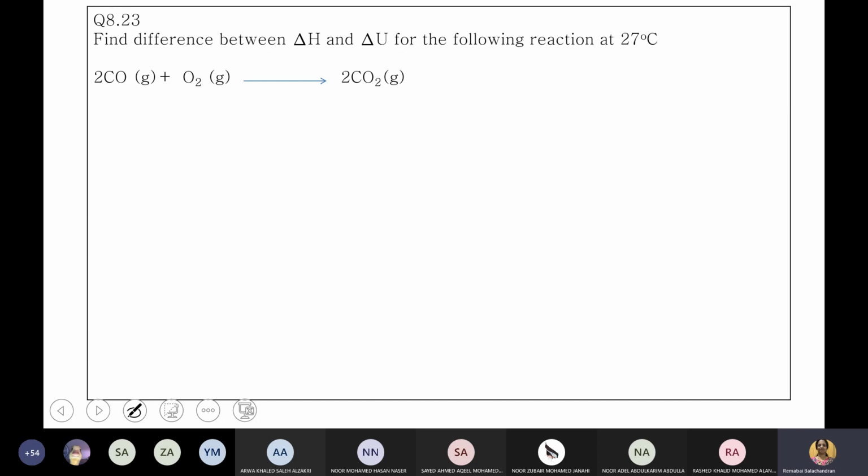Tell me, what's the meaning of difference between delta H and delta U? Delta H is equal to delta U plus delta nRT. The difference means delta H minus delta U. This is the meaning of difference: one minus the other one. Difference is equal to delta nRT. Tell me the value. What's the value of delta n here?